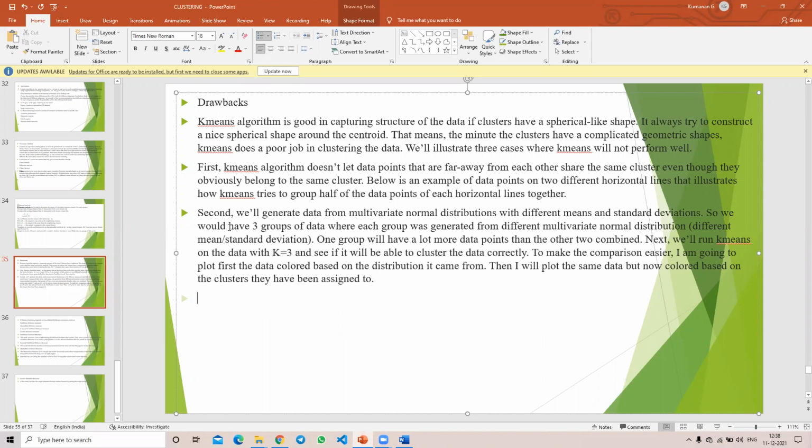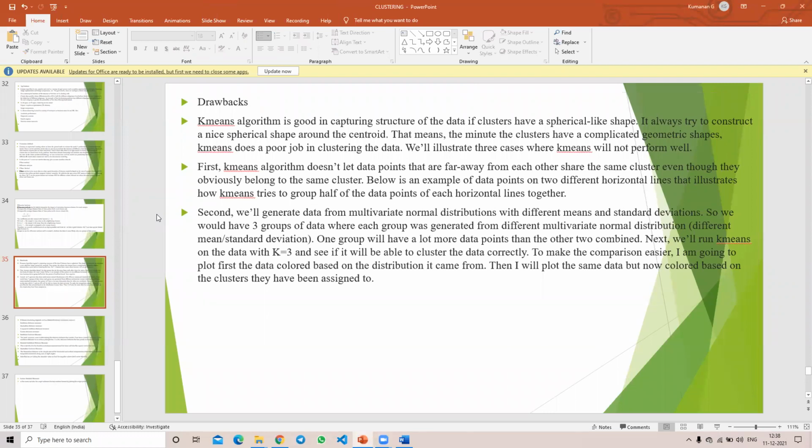Second, we will generate data from multivariate normal distributions with different means and standard deviations. So we would have three groups of data where each group was generated from a different multivariate normal distribution. One group will have a lot more data points than the other two combined. Next, we will run K-means with K equal to 3 and see if it is able to cluster the data correctly. To make comparison easier, I'm going to first plot the data colored based on the distribution it came from. Then I will plot the same data.